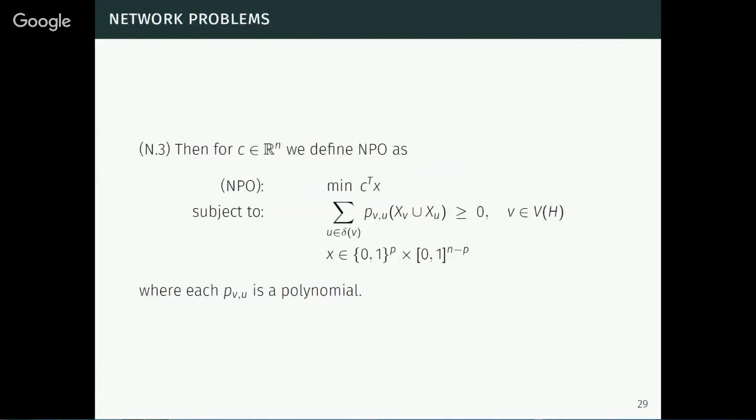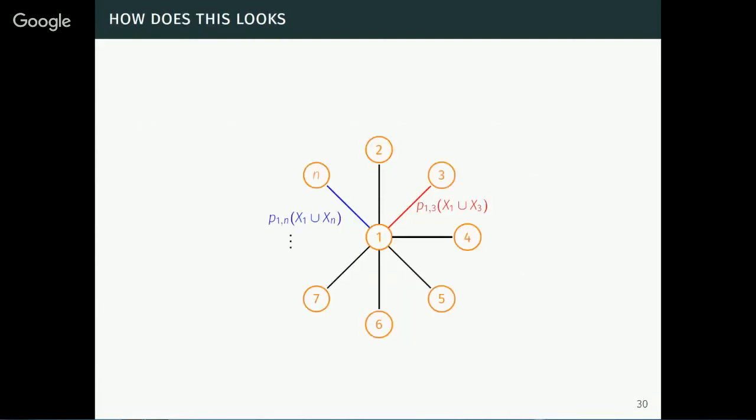You minimize a linear function for now, that's fine, subject to constraints that look like this. For every vertex, you have a sum over the neighbors of polynomials that depend on the variables on the endpoints. Okay? That's what I call an NPO. Very general as well, I think.